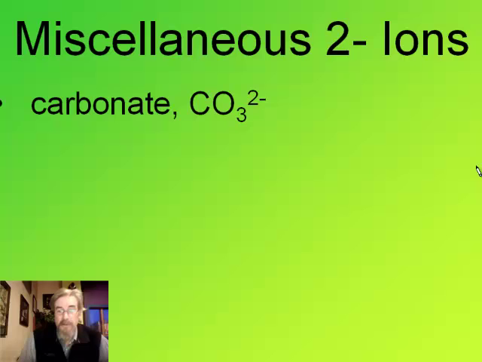We have a bunch of 2 minus ions that we need to have in our memory bank too. One of them is carbonate. This is fairly common. Carbonate is CO3 with a 2 minus charge. We also see chromate. This is another one like permanganate that has a metal in it.